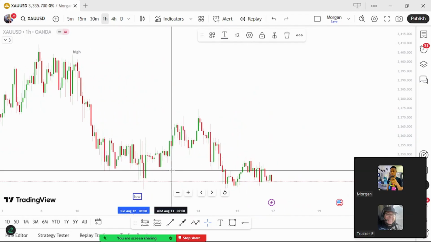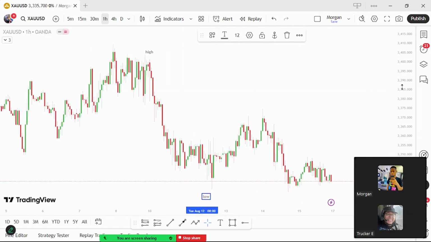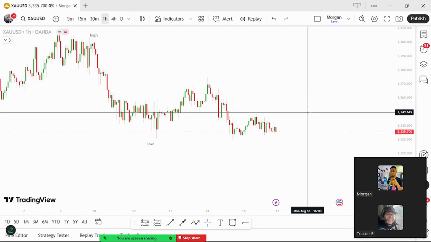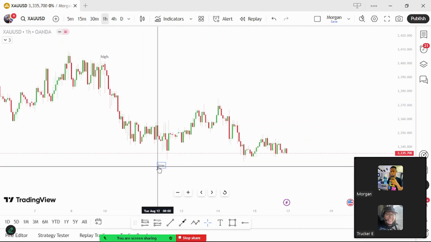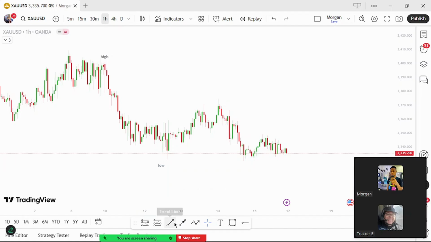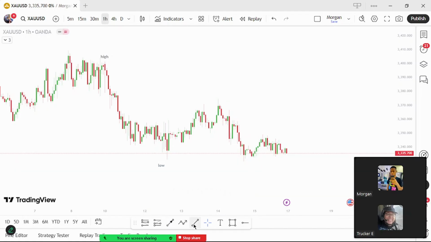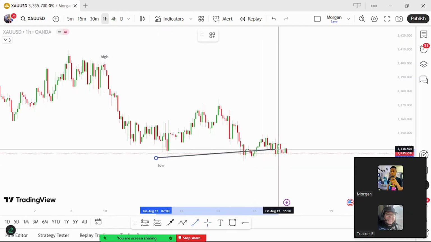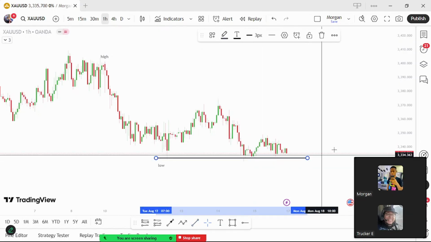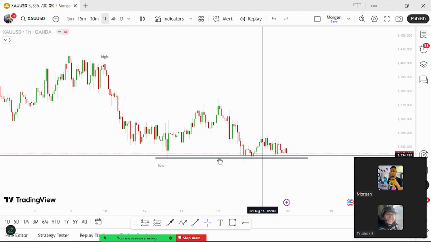So this is the low, right? I'm just telling you how I'm gonna look at gold. This is the low. So we have a high and we have a low. Now, as long as price hasn't broken out of this low, I don't think it should be a sell. Does that make sense?